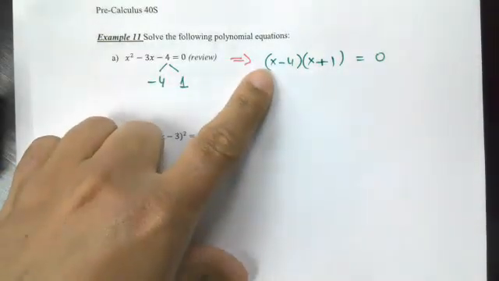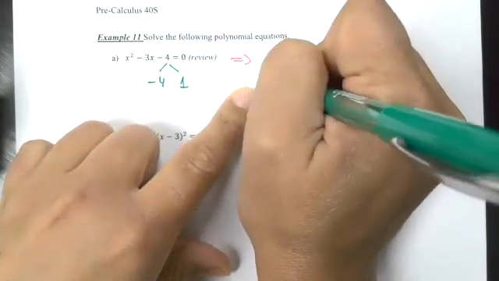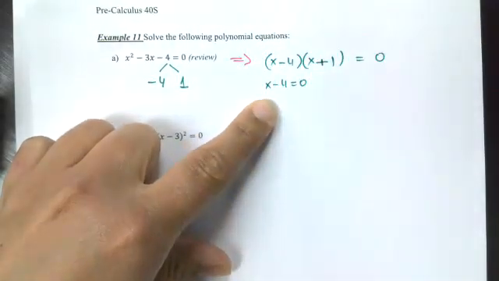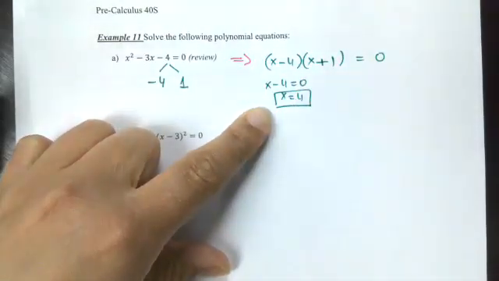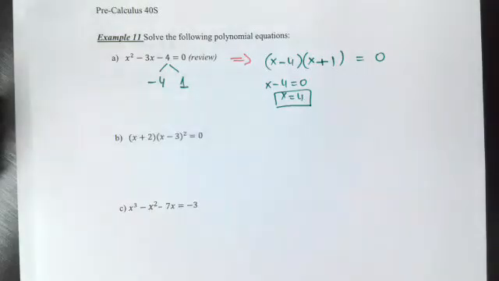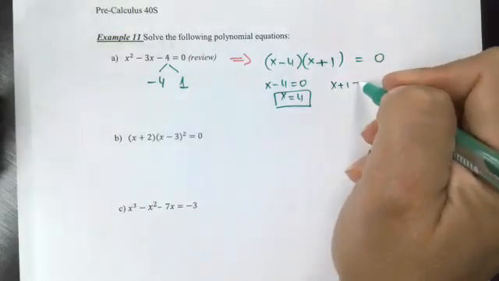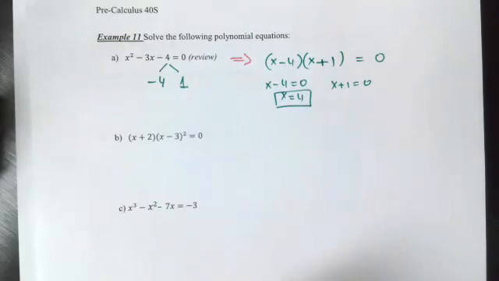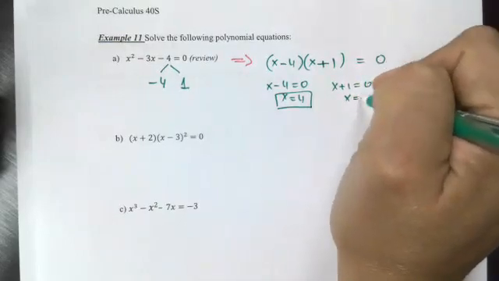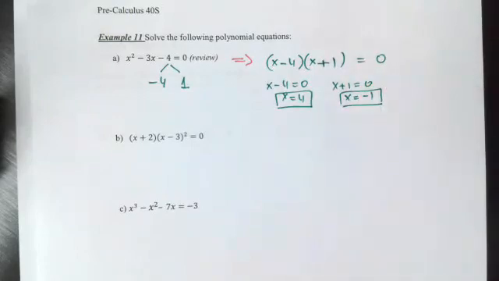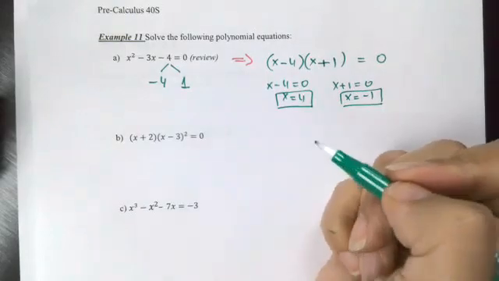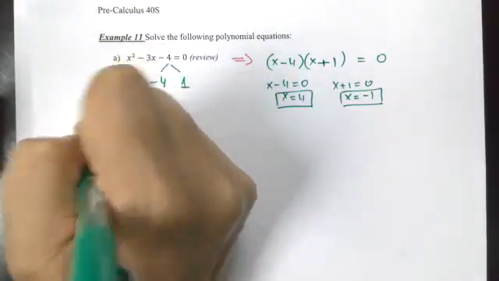We're going to let x - 4 = 0. Solve for x there. That's our first solution. And then we're going to let x + 1 = 0. And that gives us a solution at x = -1. And you can check it as well. You can check your solution.